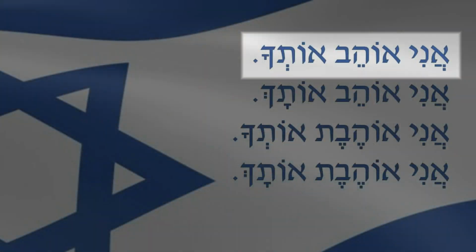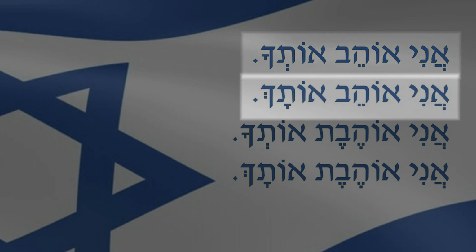And so in Hebrew, if a man is saying I love you to another man or a boy, you say ani ohev otcha. If a man is saying I love you to a woman or a girl, you say ani ohev otach.